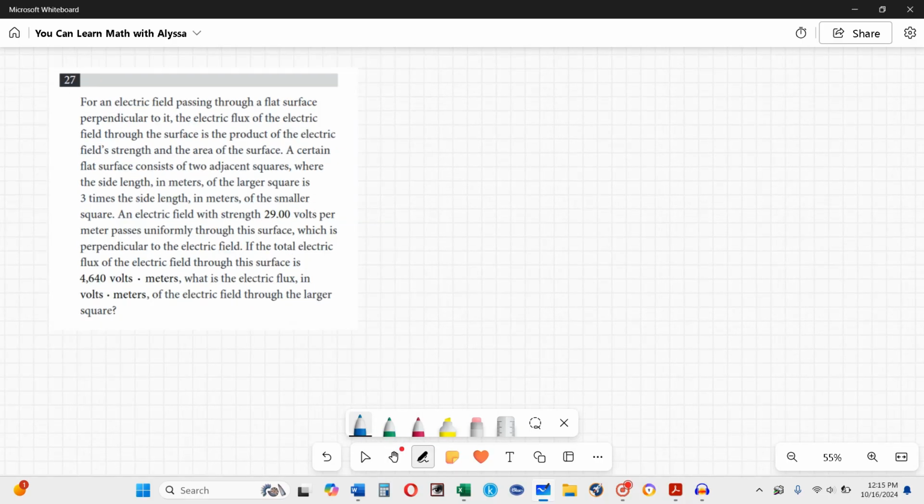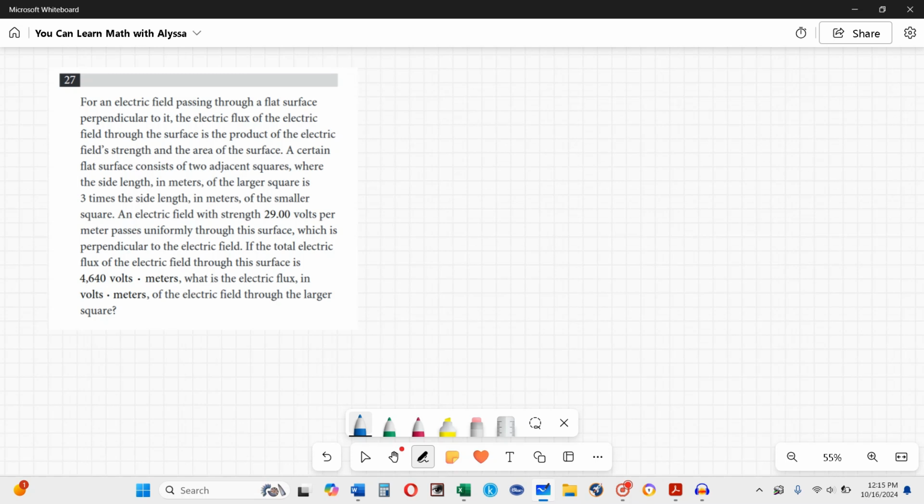All right, last but certainly not least, we have number 27. I'll be so careful with this one because it's got a lot of verbiage going on. Very easy to get lost in it. I'm just going to read the whole thing once and then we'll break it down. For an electric field passing through a flat surface perpendicular to it, the electric flux of the electric field through the surface is the product of the electric field's strength and the area of the surface.